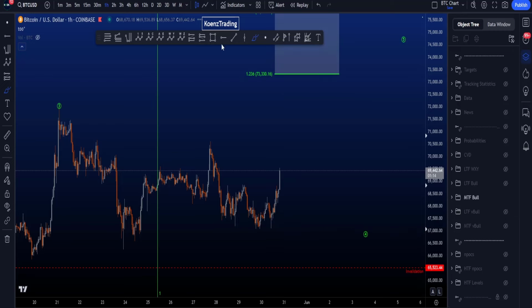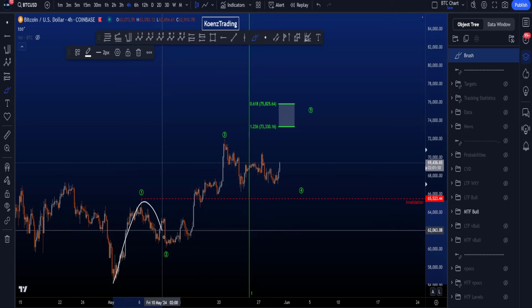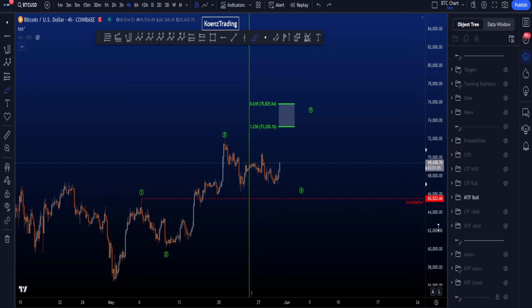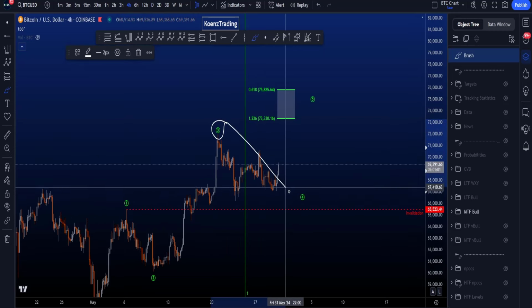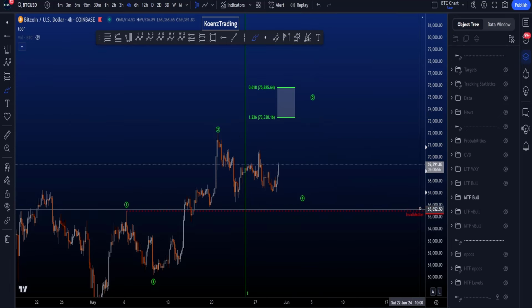The second bullish scenario on the 4-hour time frame is an impulse to the upside in a wave 1, 2, 3, sideways 4, and then a wave 5 towards the upside. In this scenario, your wave 3 is already finished and you're looking to finish a wave 4, after which you then want to see continuation to the upside.